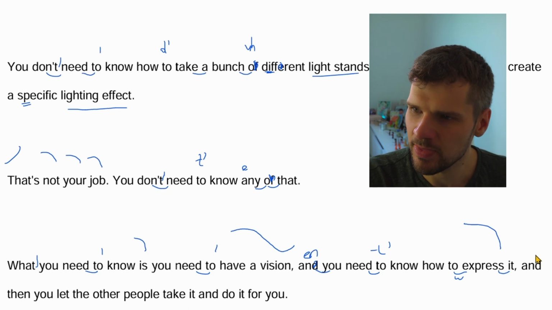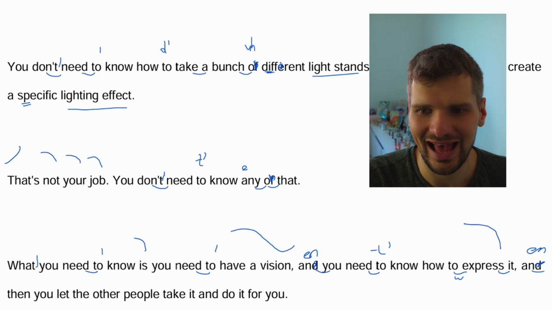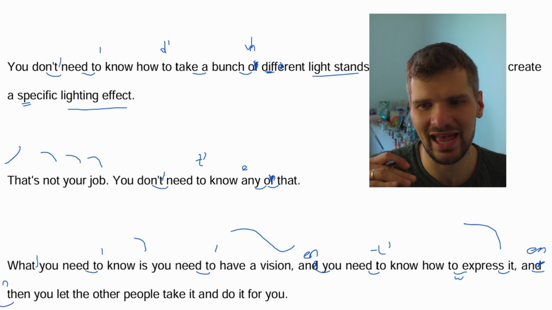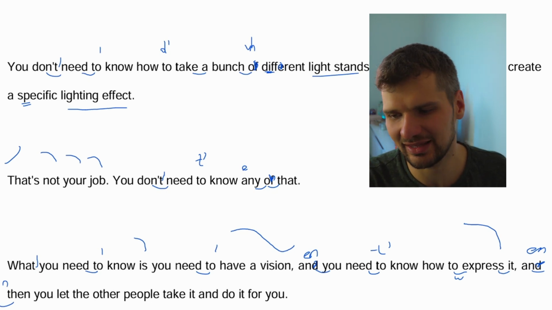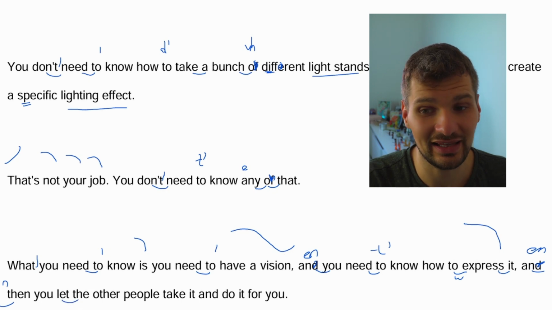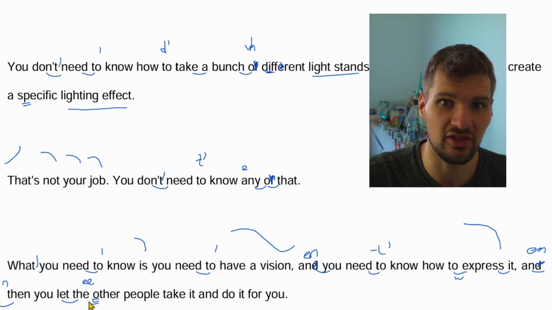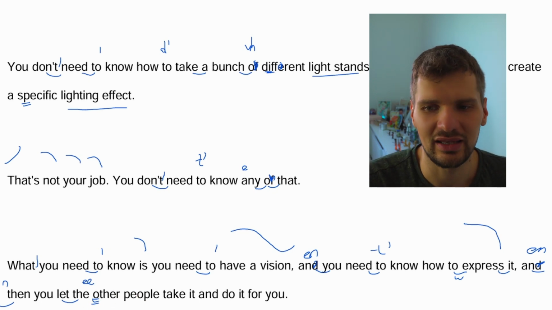Okay, some linking. And sounds like N, cancel D, and then again it feels like a very long N between and then you let the other, let, you connect let and T and the. It's not the, it's the, because it's vowel here. The next word starts with a vowel. This is why you have the ocean. Let the other people take it.